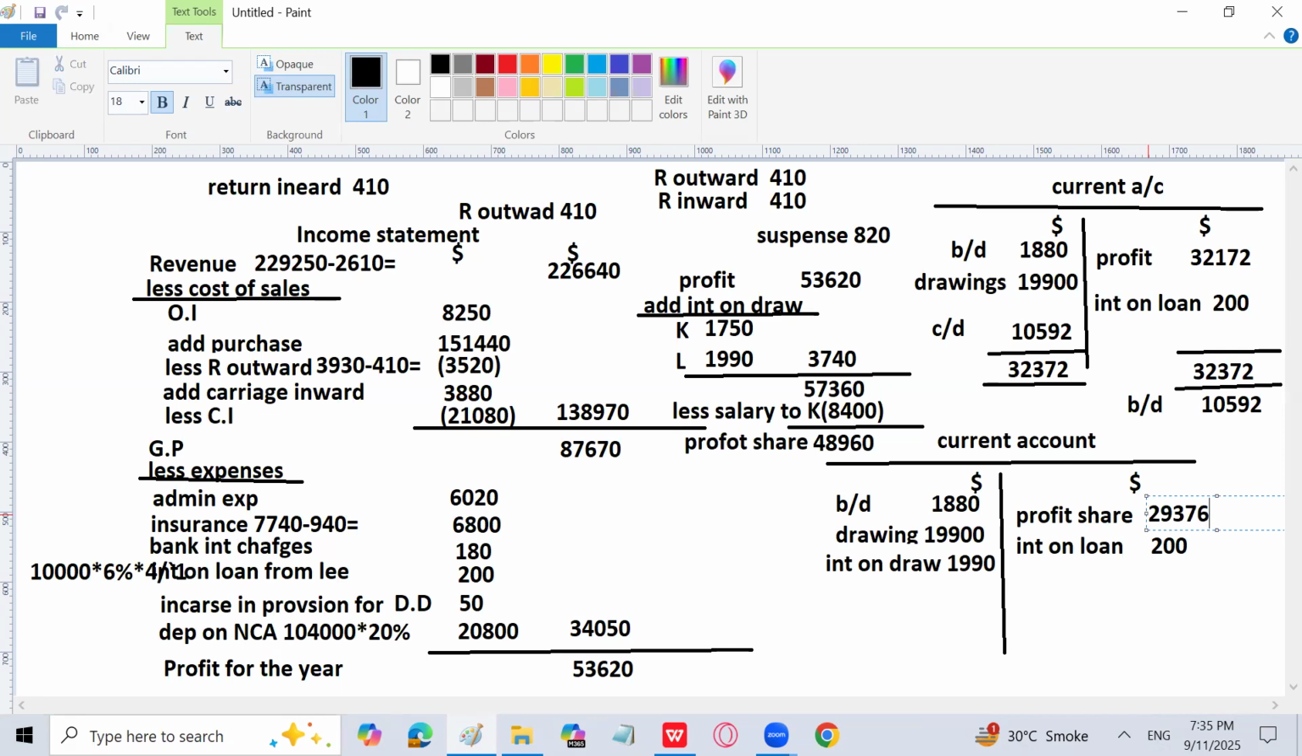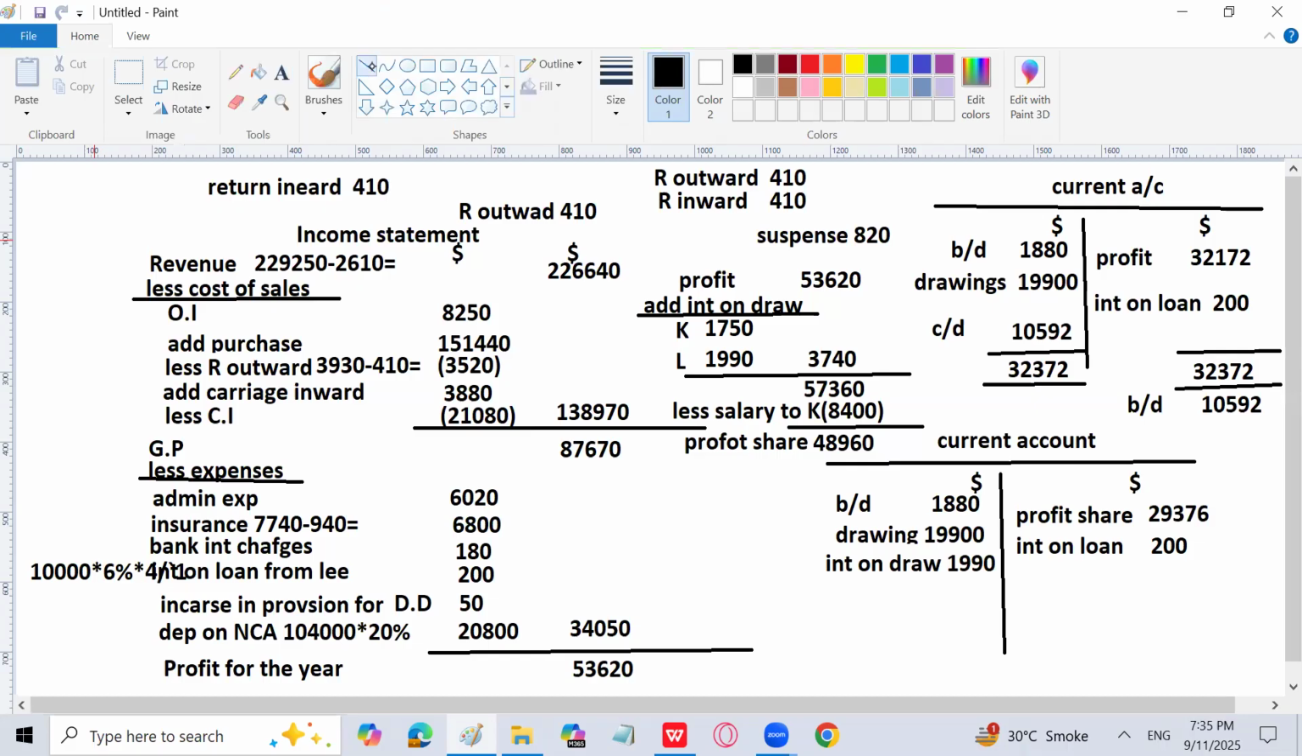So that is why it is a very technical question. Why, sir? Because profit share will not be calculated by just 53620 into 3 divided by 5. That is not the correct answer. Why? Because interest on drawing is supposed to be added, salary will be subtracted, and then the profit will be distributed between the two partners according to 2:3.